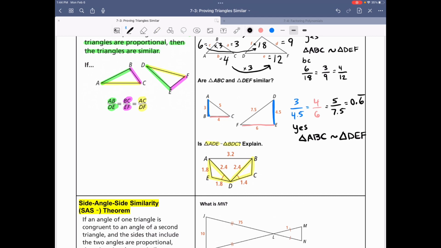So let's set up a proportion and see if it is proportional. So we'll set up a ratio and see if it's proportional. So from A to D, that corresponds with B to C. Those are both equal to 2.4.